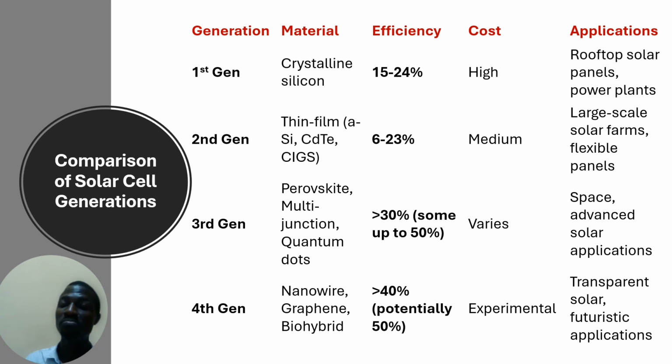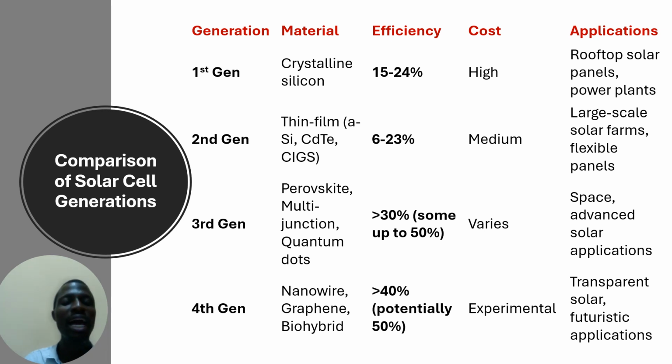They are commercially available in the market today, and the cost of production is on the average, and it can also be applied to large-scale solar farms. Flexible solar panel are only achievable with second generation.